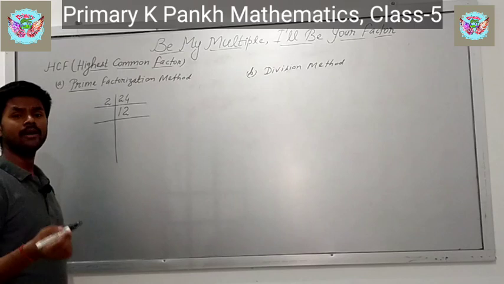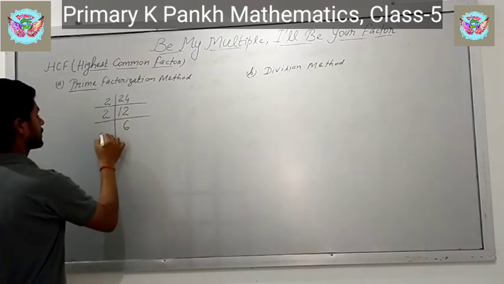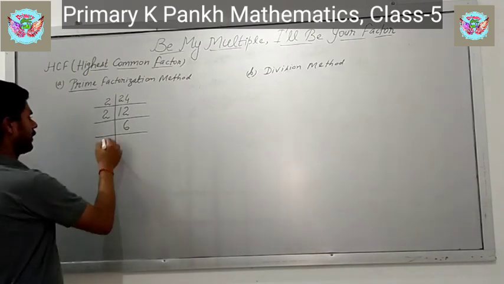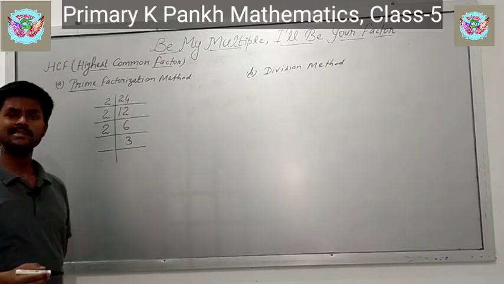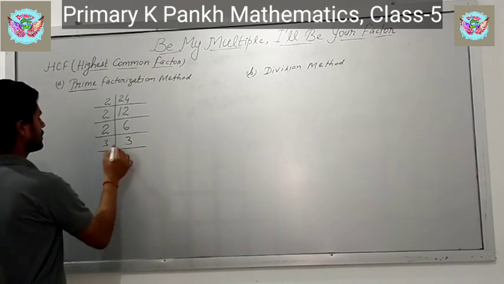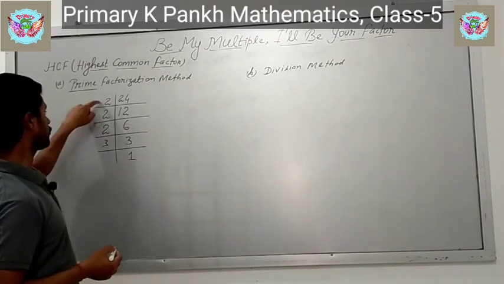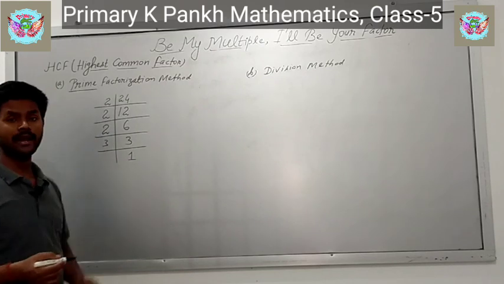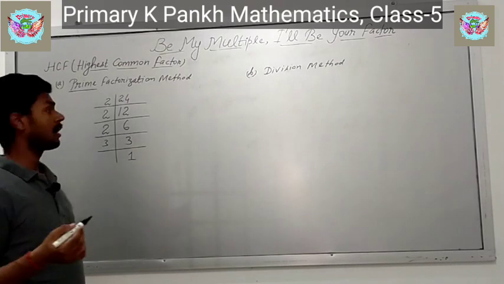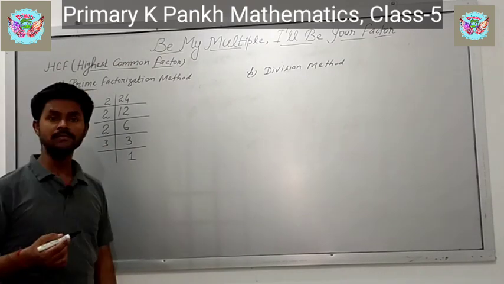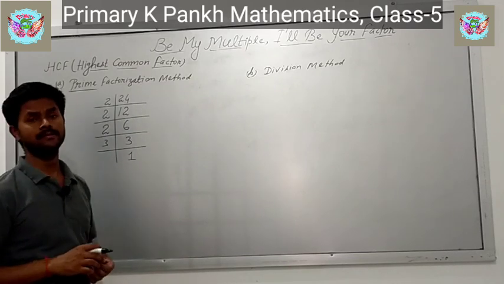Once again, you can also divide 12 by the table of 2. So 2 sixes are 12. You can also divide 6 by the use of 2. 2 threes are 6. And now at the last, you can also divide 3 by the use of 3. So here 2, 2, 2 and 3 all are prime numbers. And when we divide 24 by the use of prime numbers, this type of factorization is called prime factorization.